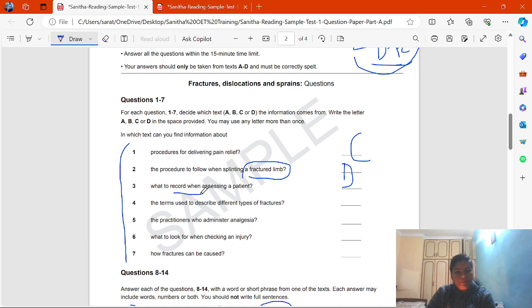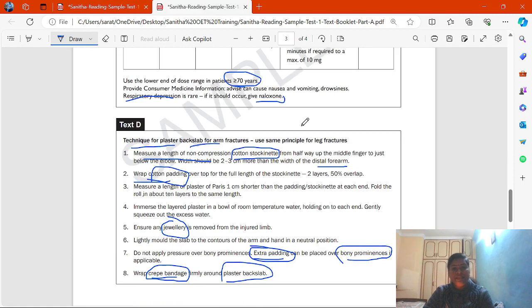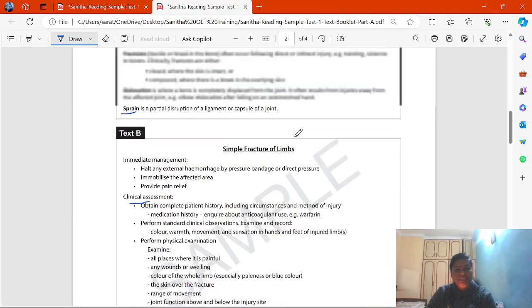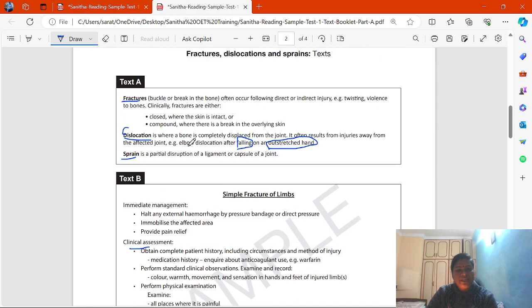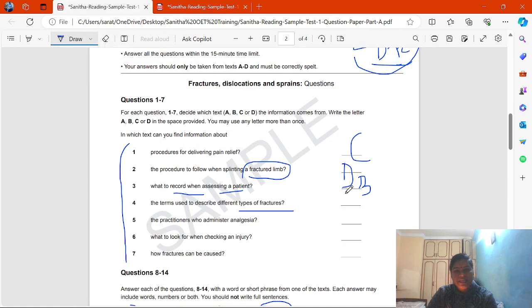What to record when assessing a patient? Where do we have to record assessment? Where is the assessment? It is in B. So you have to write B here. The terms used to describe different types of fracture. What are the terms? The terms are fracture, dislocation, and sprain. These are the terms. Then what is the answer? A. Okay, got it.